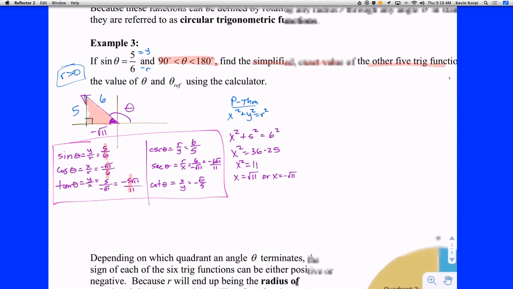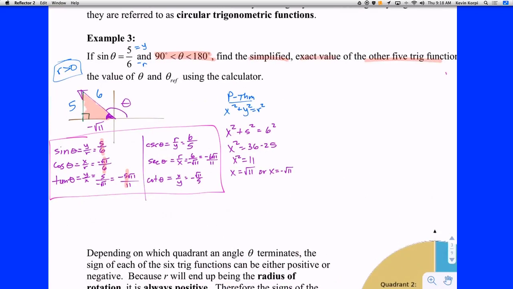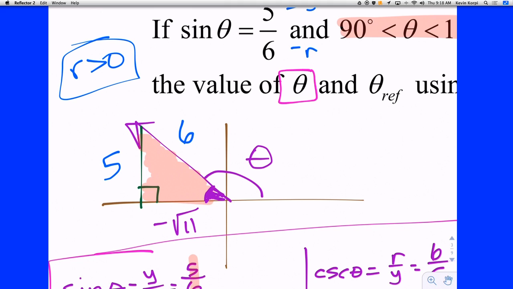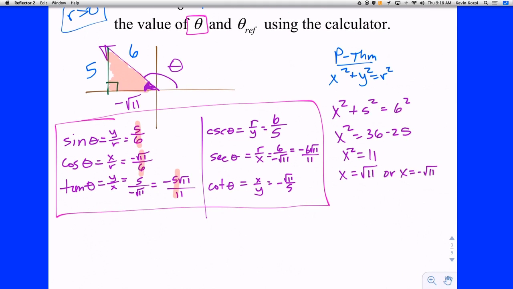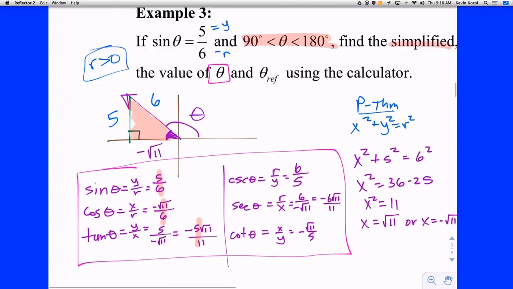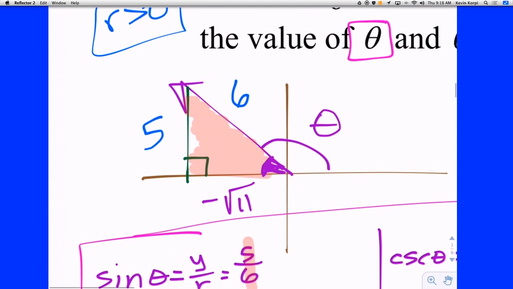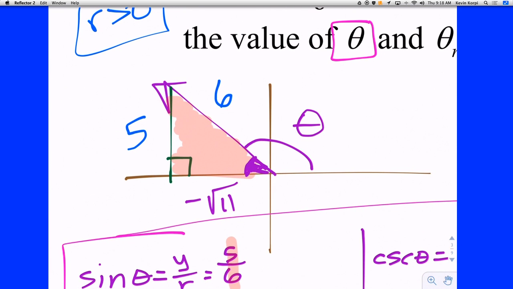All right, so what can we do next? Well, we've been talking about this mysterious unknown angle theta. We have all the trig ratios for that angle theta. I'm kind of curious at this point what theta is. It's not good enough for me just to know that it's between 90 and 180. I want to know what it actually is. Don't you?